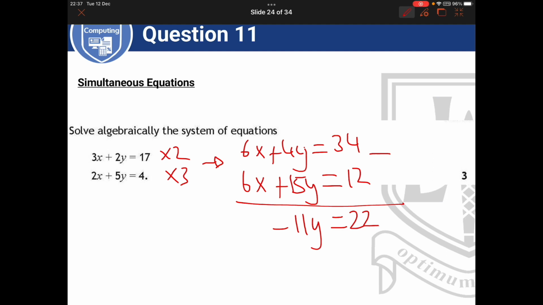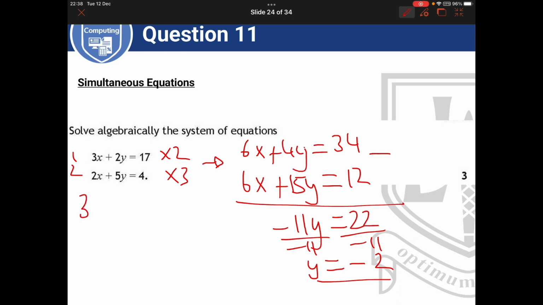Well, I just want y though, so I'm going to divide both sides by that negative 11. So y will be equal to 22 divided by negative 11, which is negative 2. So now that I know that y is negative 2, that's one of the values, I need the other one. So I'm going to go ahead and substitute that y into either one of the equations. It doesn't matter which one you choose to substitute it into. It could be the first one or the second one. I'll just go with the first one.